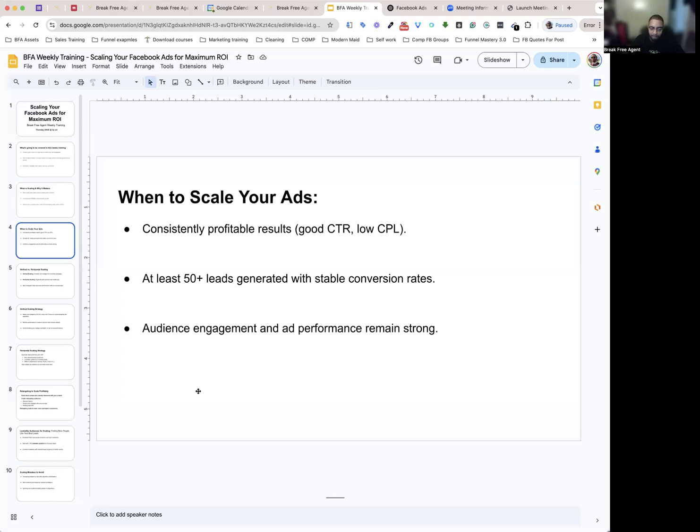Audience engagement and ad performance should remain strong. We want to make sure that you have a really good click-through rate, and people are liking, hearting, and sharing your ad. If that's strong and consistent, that identifies an ad that you can actually scale up.